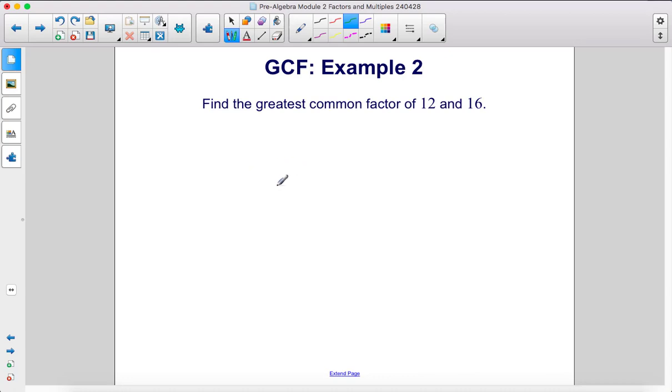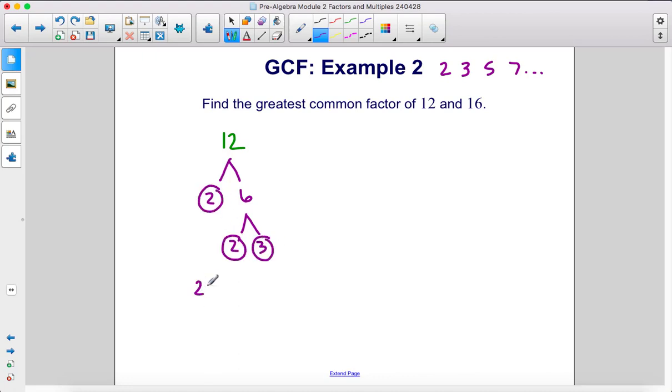Find the greatest common factor of 12 and 16. On this slide, I'm going to go through making the prime factorization trees. Remember, the prime factors are 2, 3, 5, 7, and so on. All right, so 12 is divisible by 2. It's 2 times 6. 6 is divisible by 2, 2 times 3. And we are done. We have 2 times 2 times 3. We can rewrite that as 2 squared times 3.